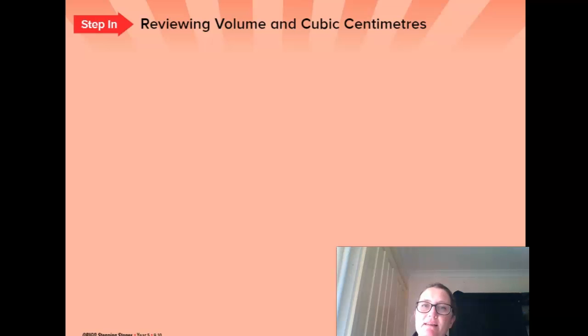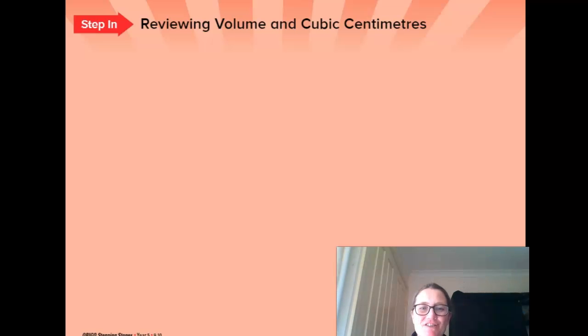So you're working out the area of the base, and then you're multiplying that by the number of layers. Which of your prisms has the greatest volume? How do you know? You can pause the video to do this before we go on to the next step.